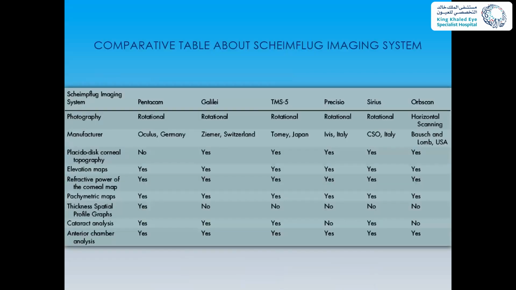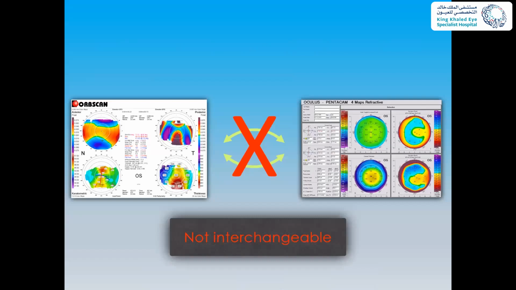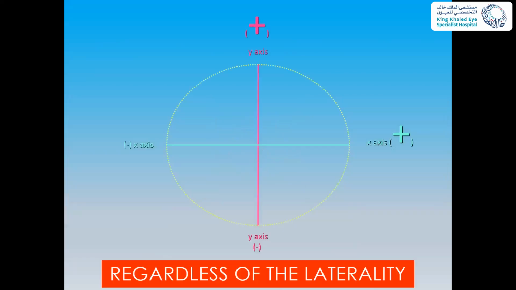And there are a lot of different machines available which can use the Scheimpflug image. Pentacam is the most commonly used one. The other good ones are Galilei and Sirius, and obviously TMS5 and OPD-Scan can also do these sort of things. And we all know very well that these tools are not interchangeable. Like you cannot compare Pentacam versus Galilei or versus OPD-Scan. Certainly not OPD-Scan at all.